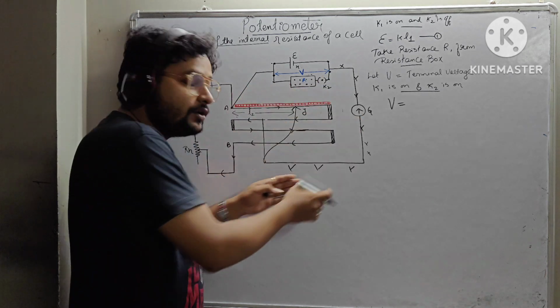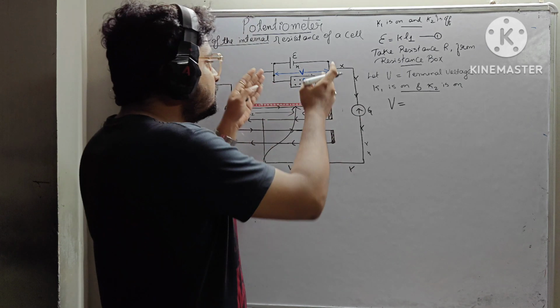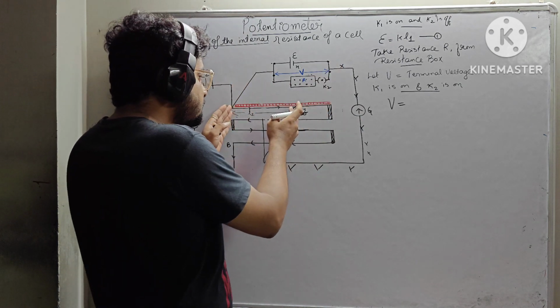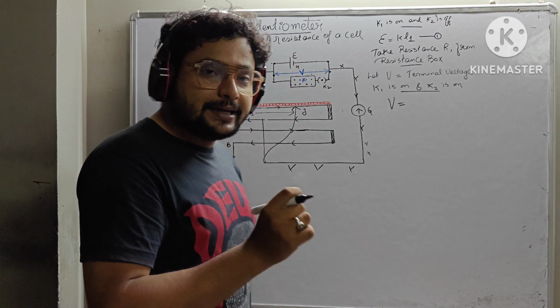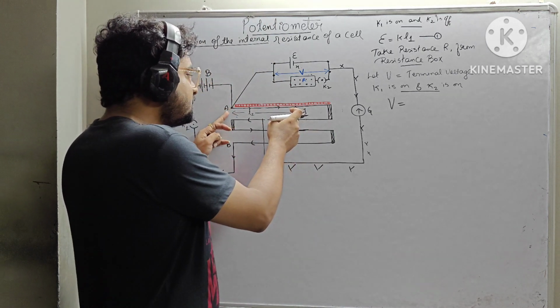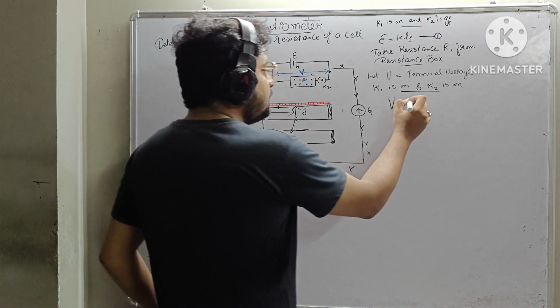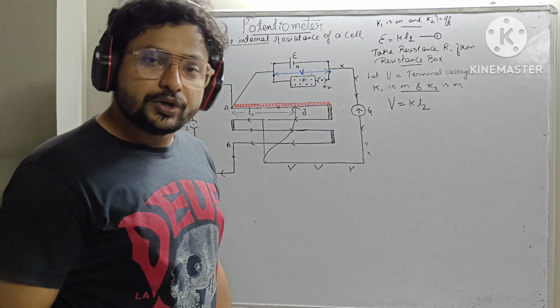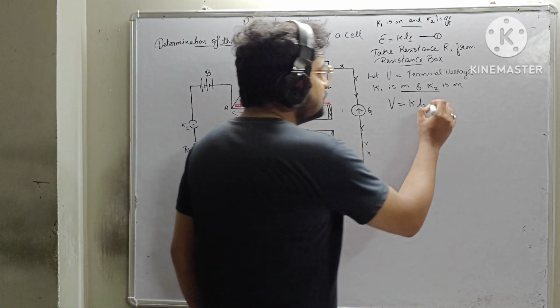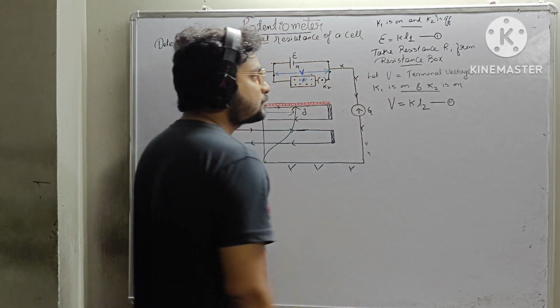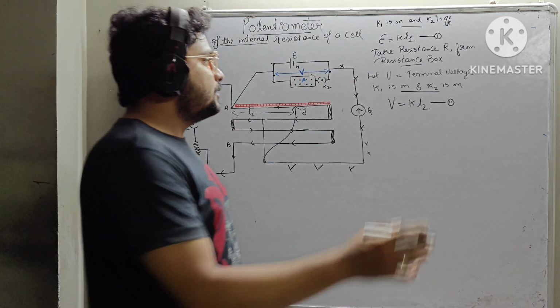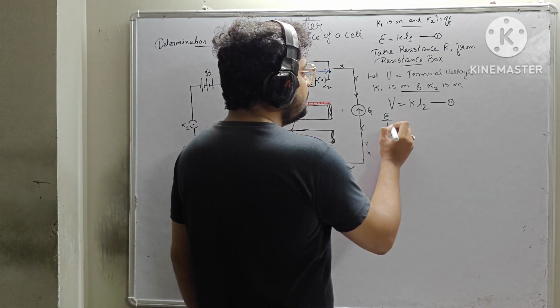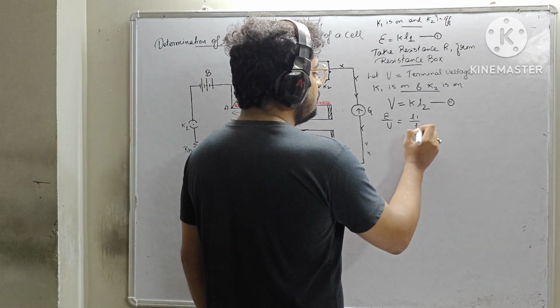Current will not flow only if the potential difference between this one and the potential difference between these two points are the same. The potential difference between these two points will be K into L2. So I am getting V equals K into L2. That is your equation 2. Now just see, E by V will be equal to L1 by L2.